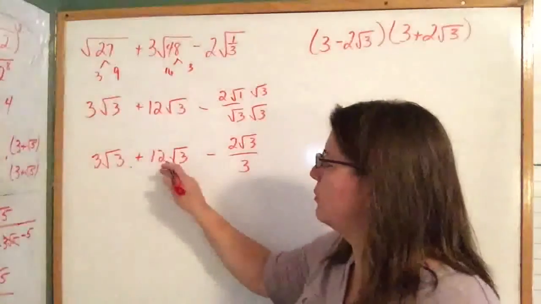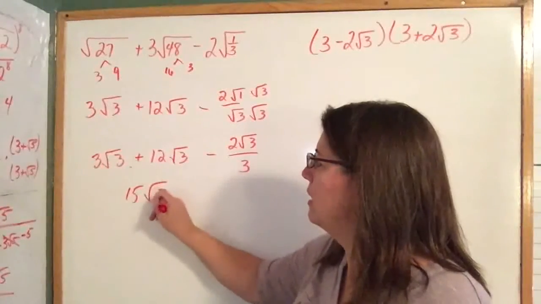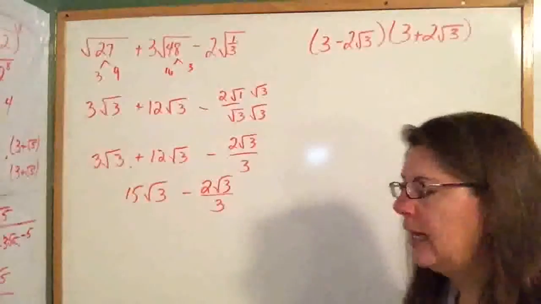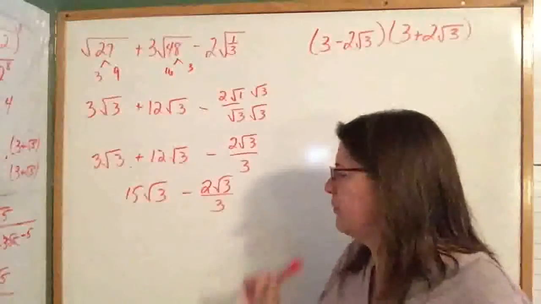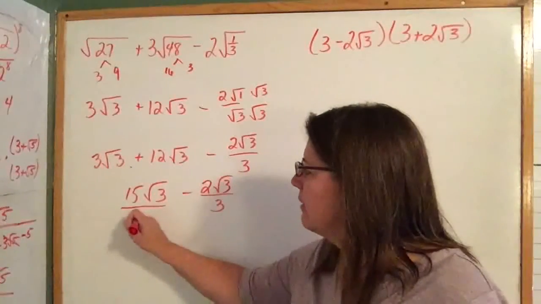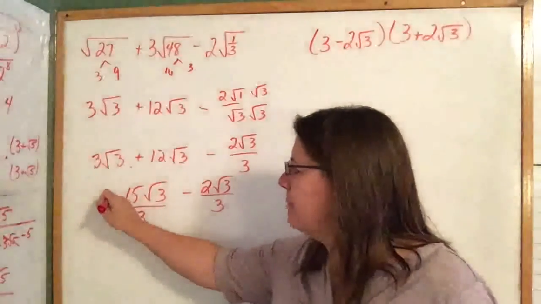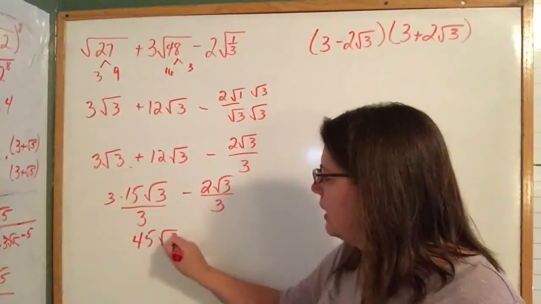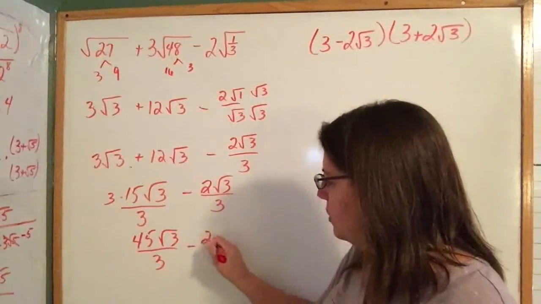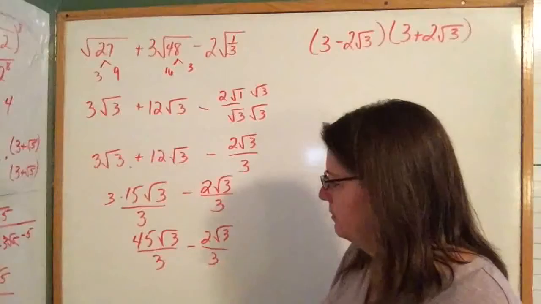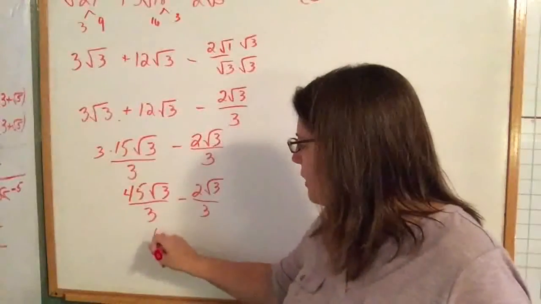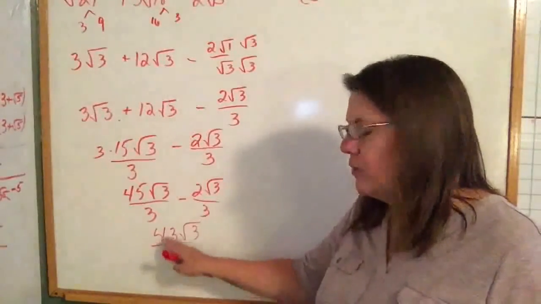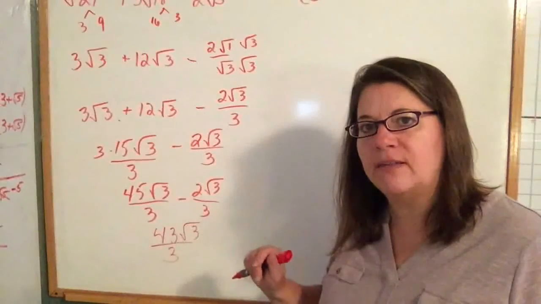Now, 3 square root of 3 plus 12 square root of 3 is 15 square root of 3. So 15 minus 2 square root of 3 over 3. I need both of those to have a denominator of 3. So if I make this have a denominator of 3, remember I have to multiply both bottom and top by 3. So I have 45 square root of 3 over 3 minus 2 square root of 3 over 3. And that is 43 square root of 3 over 3. If the 43 and 3 cancel out, you would do that, but in this case, they don't.